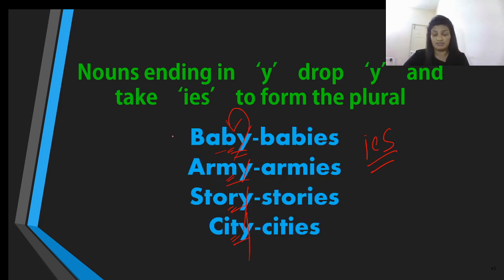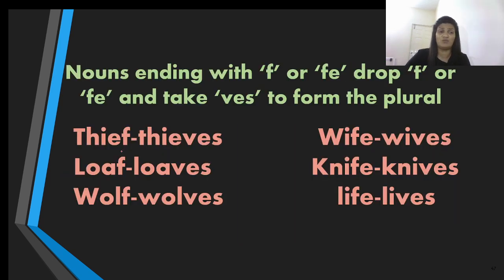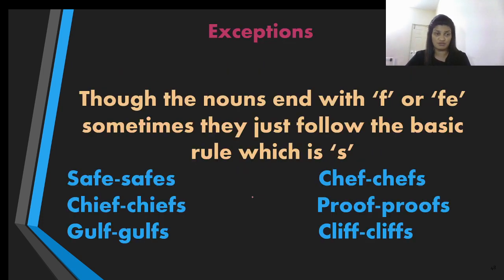The next rule is, when you have words ending with F or FE, you drop the F or FE and add VES to make it plural. But again, there are exceptions to these, like the nouns safe, chief, gulf, chef, proof, and cliff. They just take the letter S. They do not take VES. They do not drop anything, and they do not take VES either. They just take the letter S.